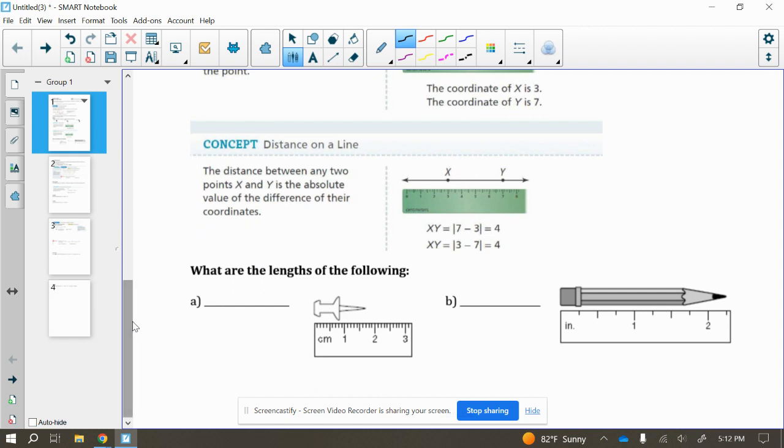Same thing with measurements in general. When we measure something like this thumbtack, it's approximately 1.7 centimeters. Again, that is a length. Or we have this pencil that is about 2.25 inches. But again, that's the length on those.